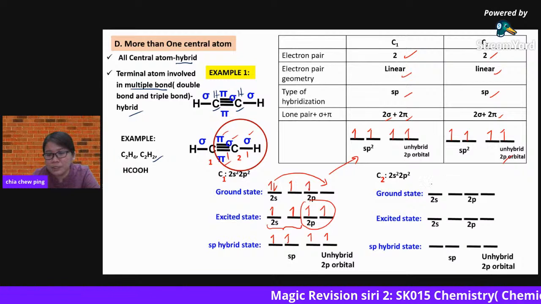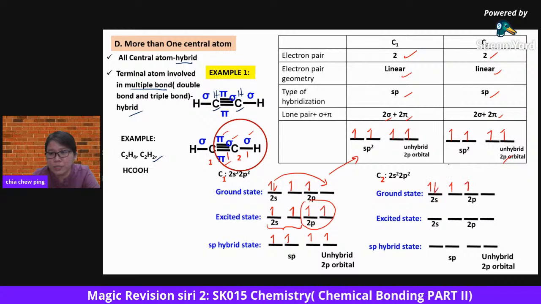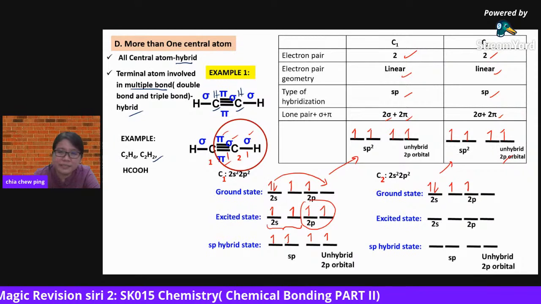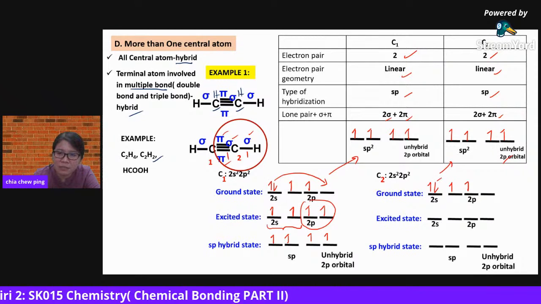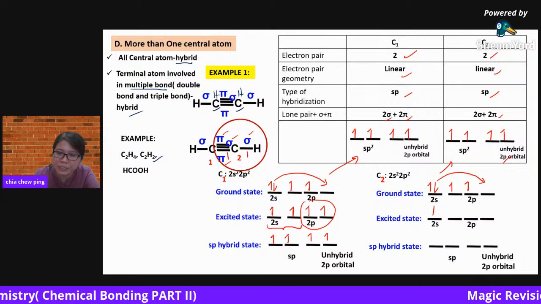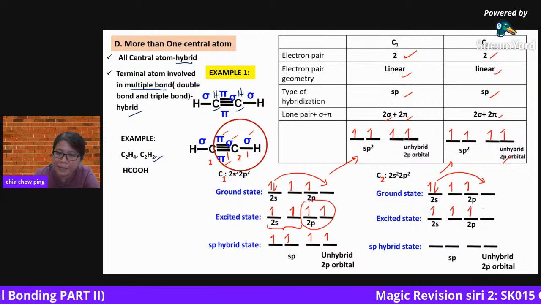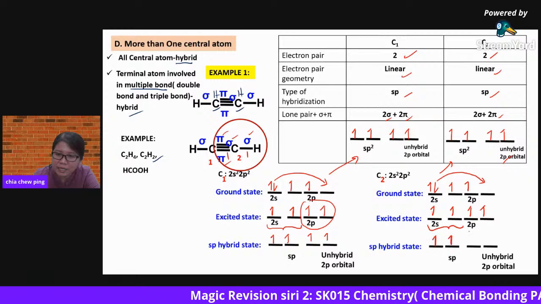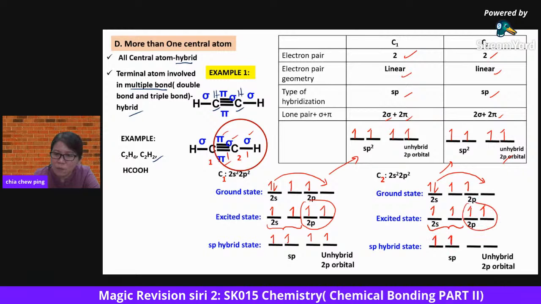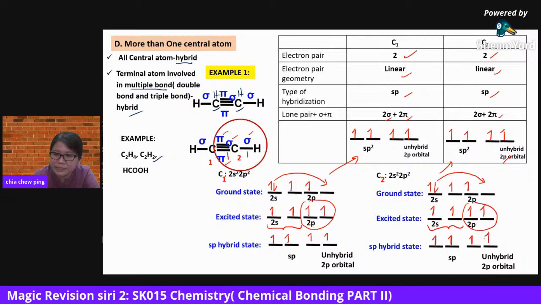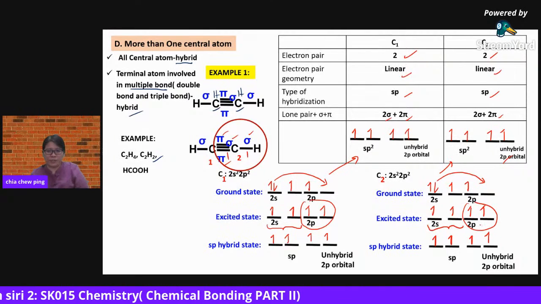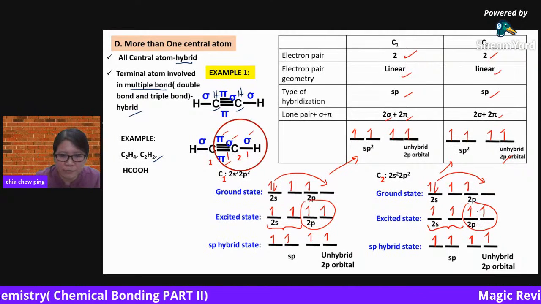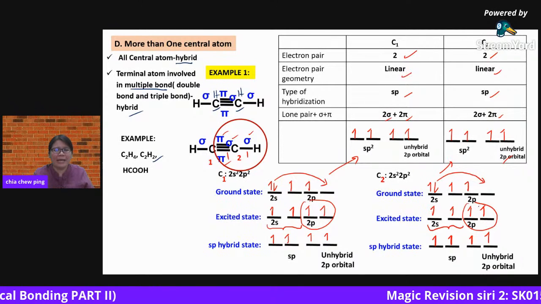How about C2? This one is 2s2 and 2p2. Same, I need 4 ampere, so 2s must jump to 2p. I will draw 4 ampere, then combine sp. These two are not combined, so we say these are unhybrid 2p orbitals. What is the function of the unhybrid 2p orbital? To form the pi bond.